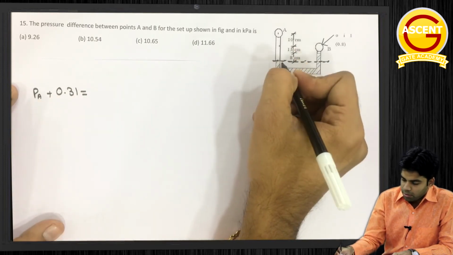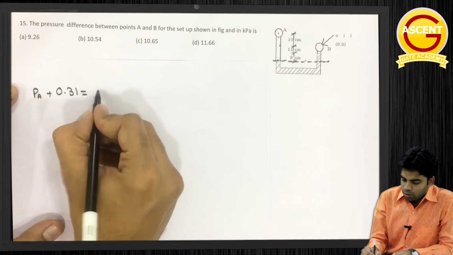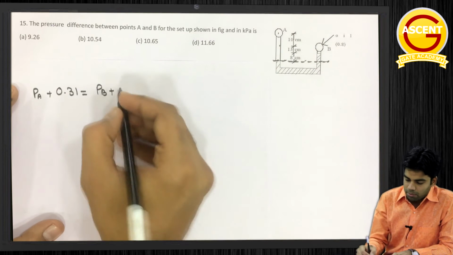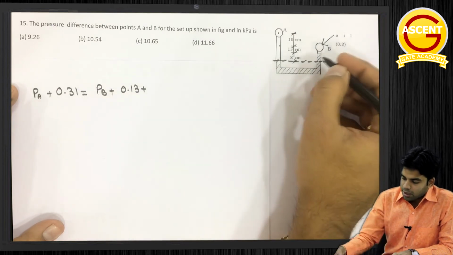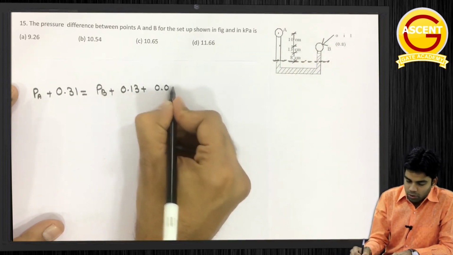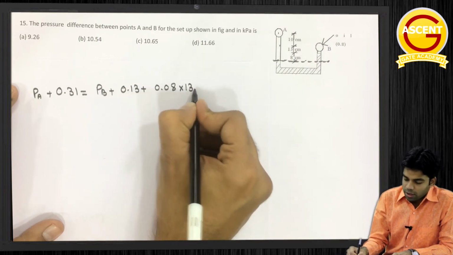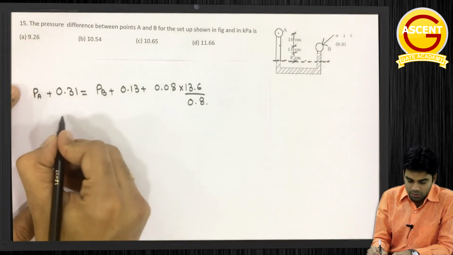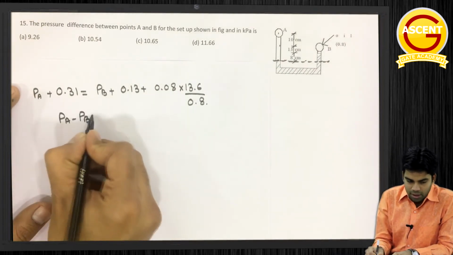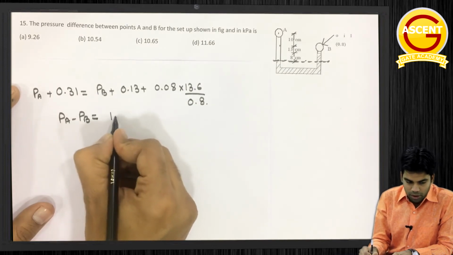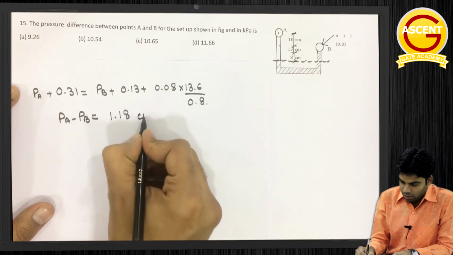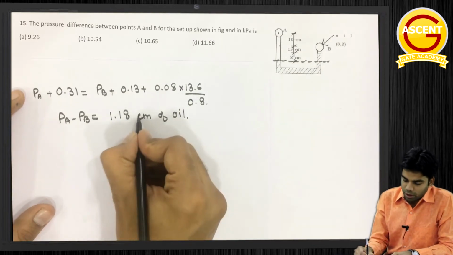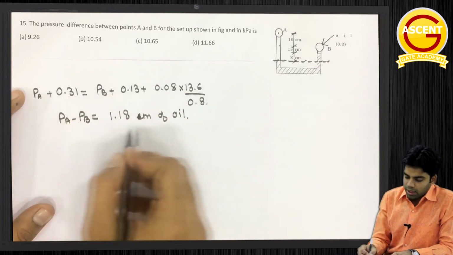Here the pressure is PA plus 0.31 centimeter of oil, which is equal to PB plus 13 centimeter of oil, that is 0.13, plus 8 centimeter of mercury, 0.08, in terms of oil into 13.6 divided by 0.8. Getting this now? Why are we doing this? Because directly we will have this in terms of meter of oil. So on calculating this you will get 1.18 meter of oil.